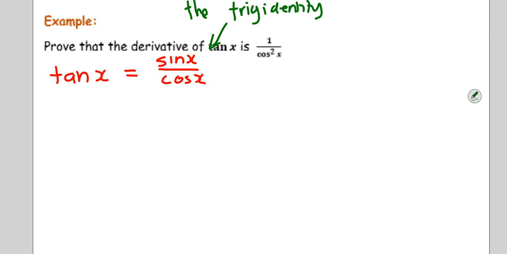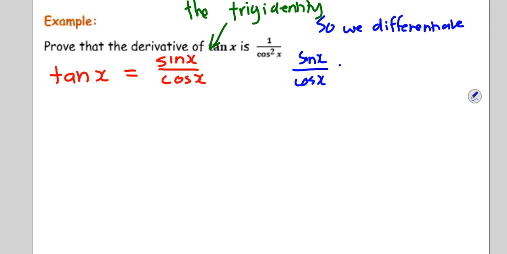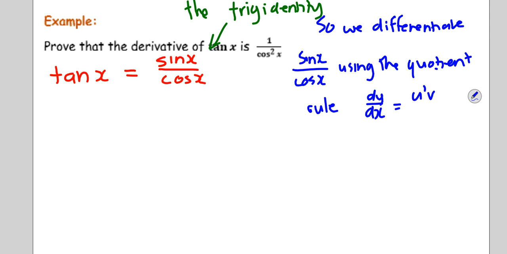Now we're going to differentiate this version of tan using the quotient rule. So we differentiate sine x over cos x using the quotient rule: dy/dx, as Chris has said, is u dash v minus v dash u over v squared.